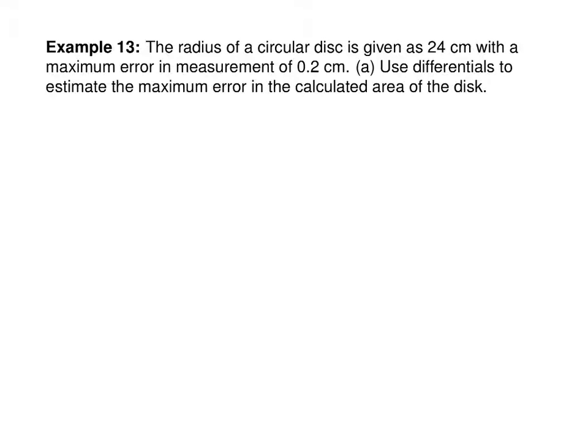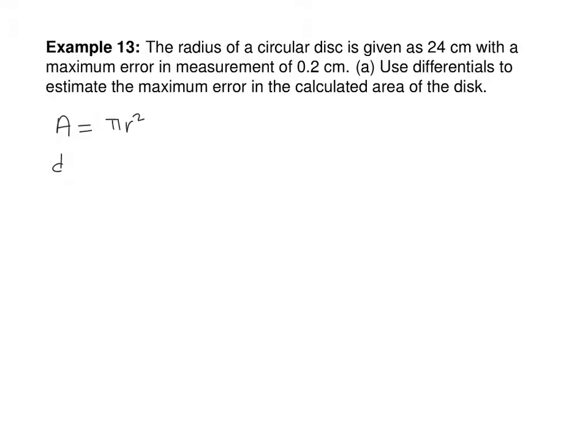And then I think this application of differentials is pretty neat. The radius of a circular disc is 24 centimeters with a maximum error in measurement of 0.2 centimeters. Use differentials to estimate the maximum error in the calculated area of the disc. So the area of a disc is pi r squared. And there's no t in this equation, so you don't find dA dt, you find dA dr. Remember that? So what's the differential of A equals pi r squared?